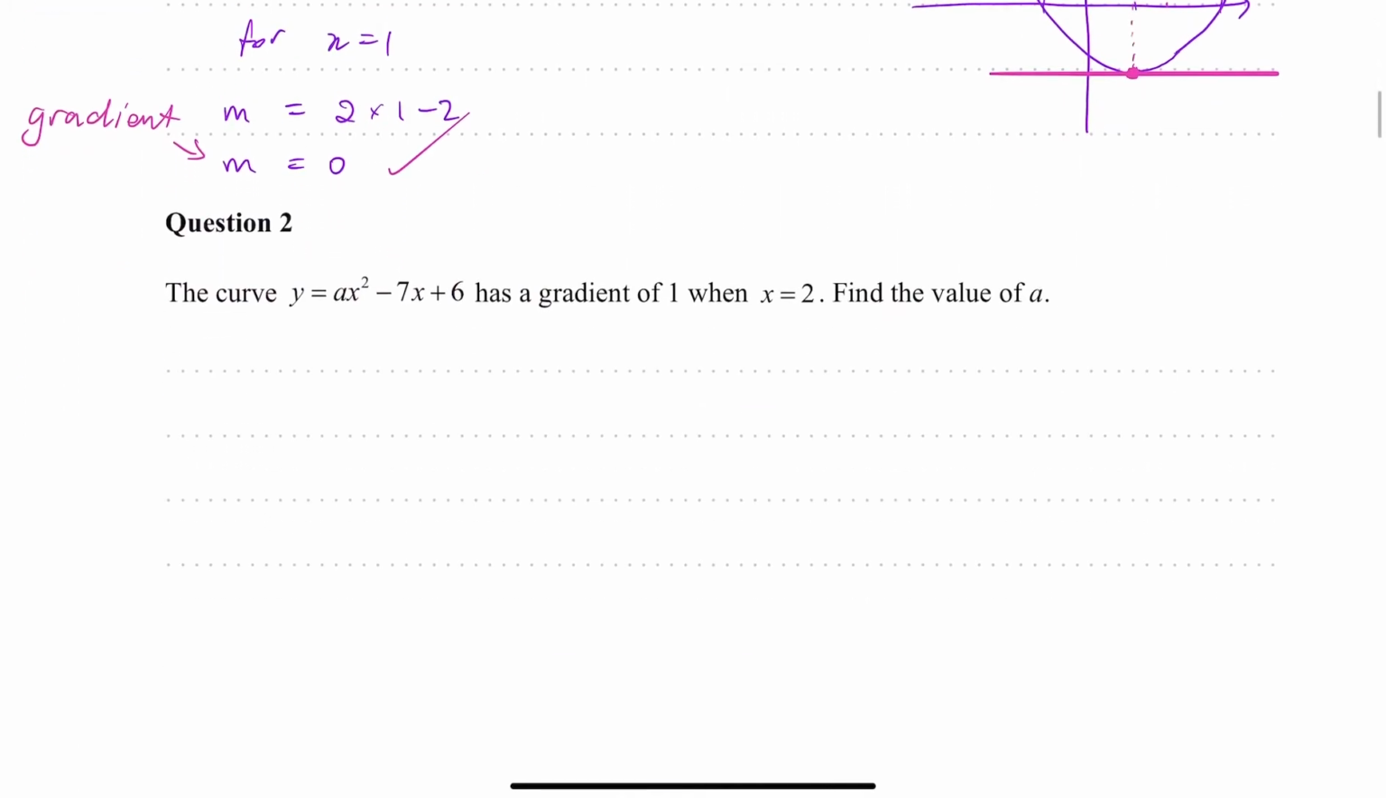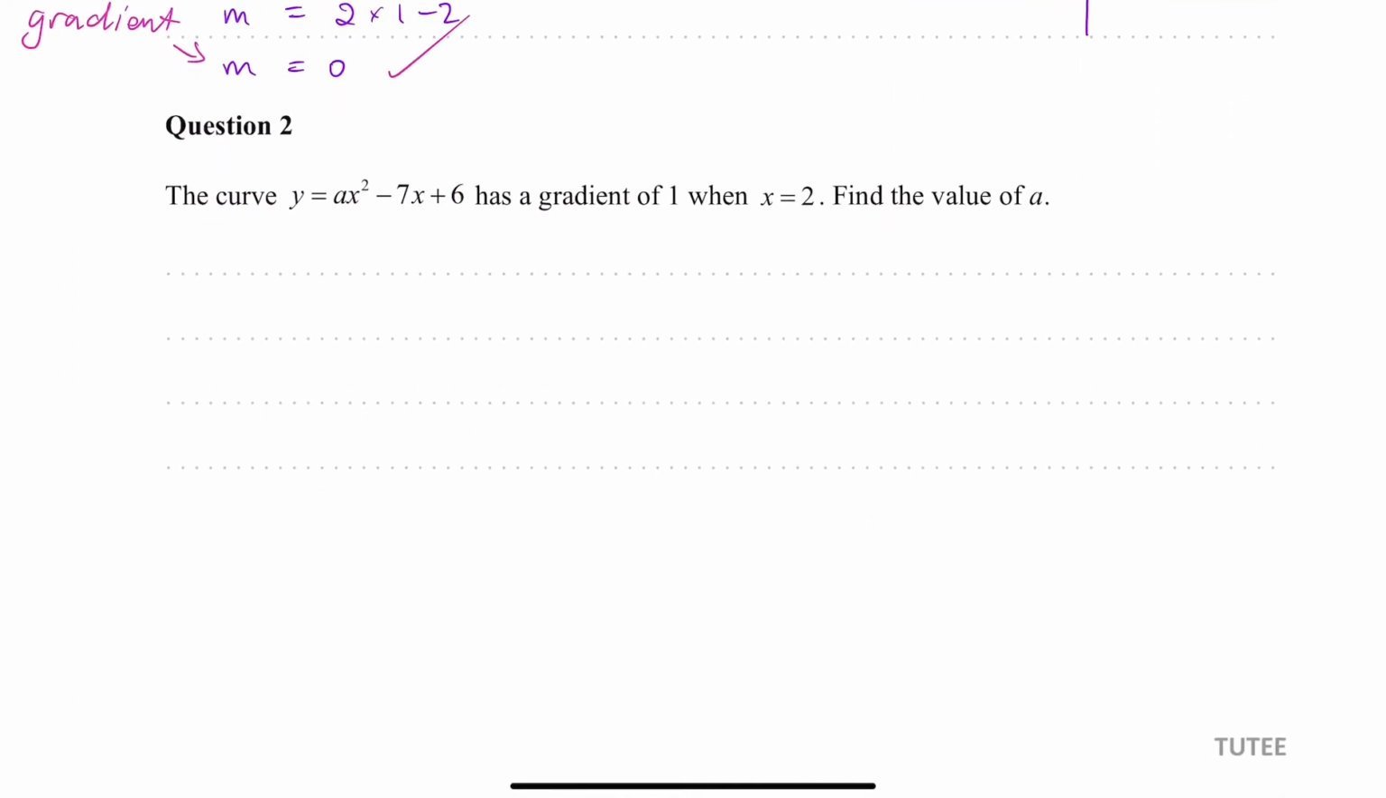Okay, let's try just one more in question 2, and then we can try to actually get the tangent. In this question, again, it's just asking for the gradient. It says the curve of this parabola has a gradient of 1 when x equals 2. So let's find the value of a. Let's differentiate this first. a is just a constant number, so 2ax minus 7 is our gradient function.